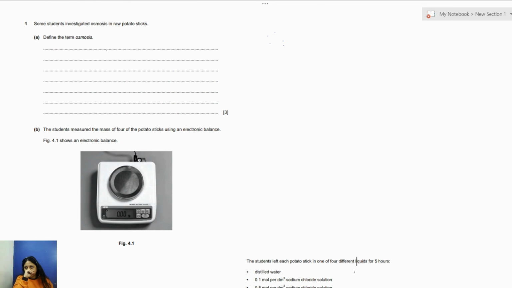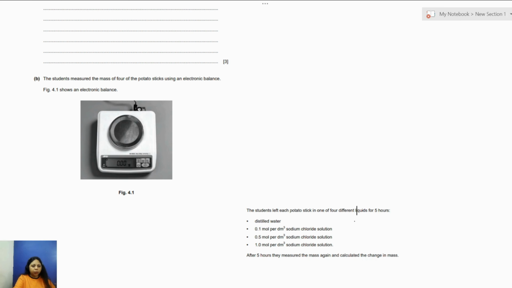So I have a question related to a potato stick basically. You must have been given certain sticks and you were asked to put them in certain solutions. So here we have three solutions: 0.1 mole per cubic decimeter, then 0.5 mole per cubic decimeter and 1 mole per cubic decimeter. Let's consider this one as hypotonic, this one, 1 mole per cubic decimeter, as hypertonic, and this one as isotonic, though this is not isotonic, but let's consider this one. Then we place the potato sticks for 5 minutes into the solution.